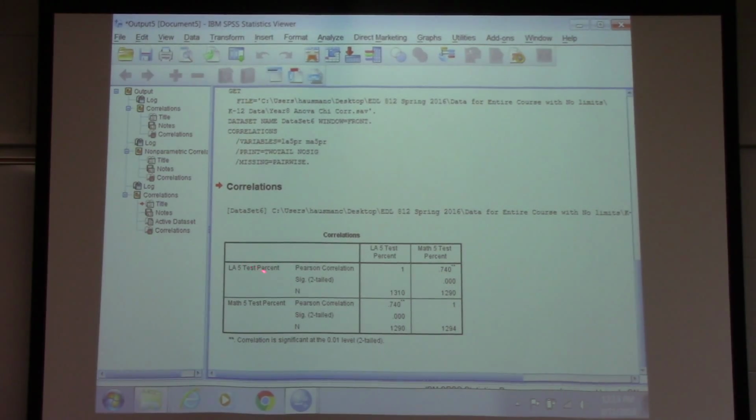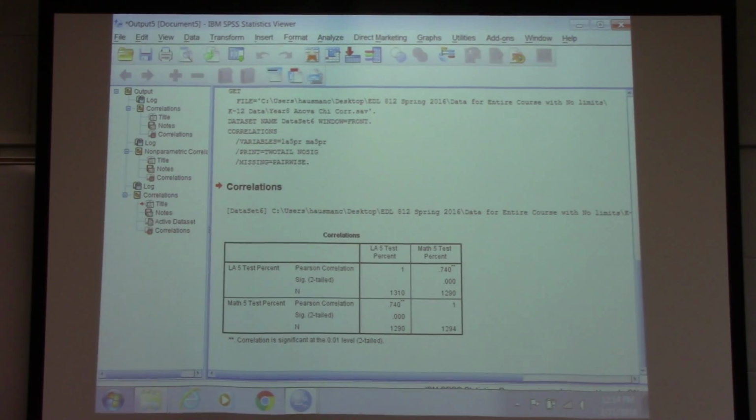What's the relationship between 5th grade language arts and 5th grade math test scores? The correlation is 0.74. That's at the 0.000 significance level, which is less than 0.05. So of the 1,290 students that had both scores, there is a positive, large, because the correlation is 0.7 or higher, a large positive correlation between 5th grade language arts and 5th grade math test scores. In other words, kids who do well on one test do well on the test in the other subject area as well. So that's bivariate correlations.